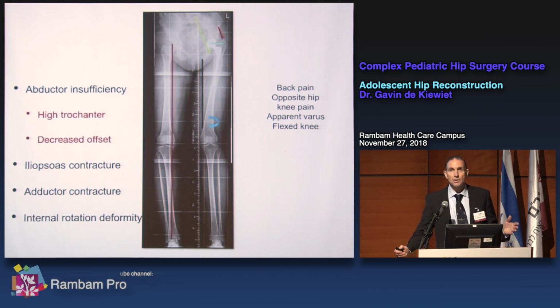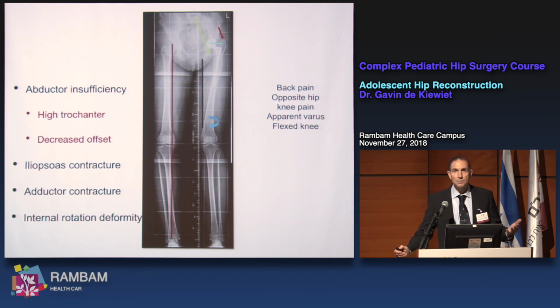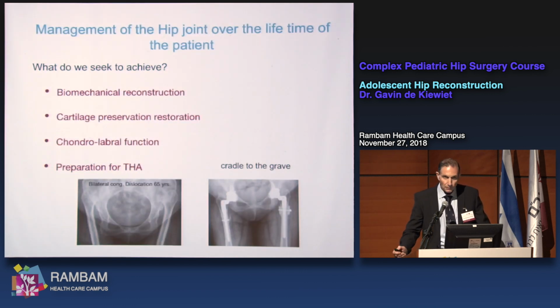So in terms of limb reconstruction, it's all very well giving her a hip replacement, chopping the joint out, but you need to look at the whole patient, the muscles, the soft tissue, rotational issues in the limb. This is what limb reconstruction is all about. How do you manage this hip over the lifetime of the patient? What are we seeking to achieve? And I think very often with these cases, at the moment, biomechanical reconstruction is what we're trying to achieve. We'd like to preserve the cartilage, as previously mentioned, and the chondrolabral function I've talked about, but often in preparation for joint replacement at some point in time.